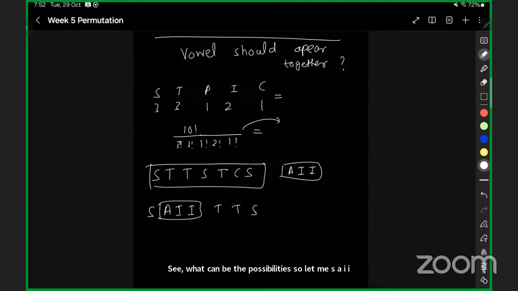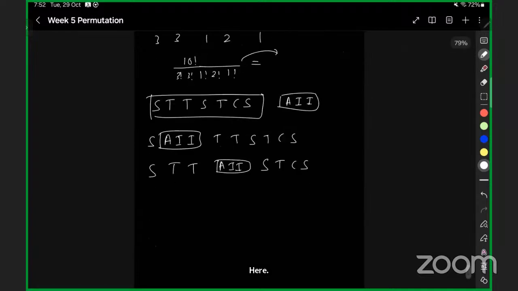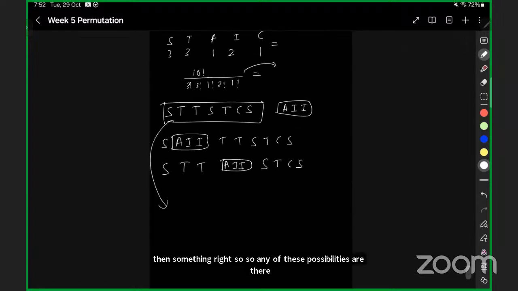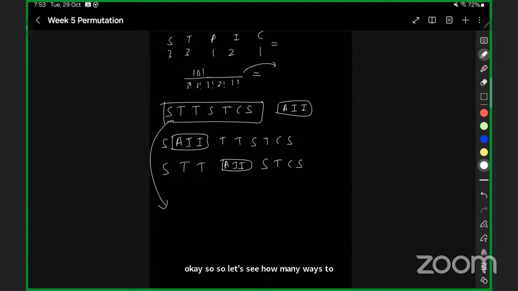Then anything can happen here, right? Or let's say the group is appearing here, and then something, right? So any of these possibilities are there. So let's see how many ways to do this. Or let's not do that. First, let's do the subgroup part.